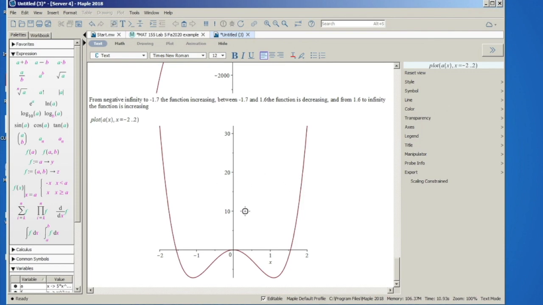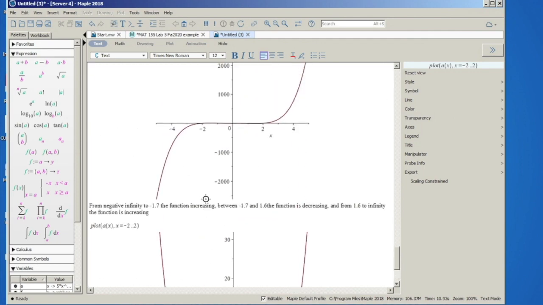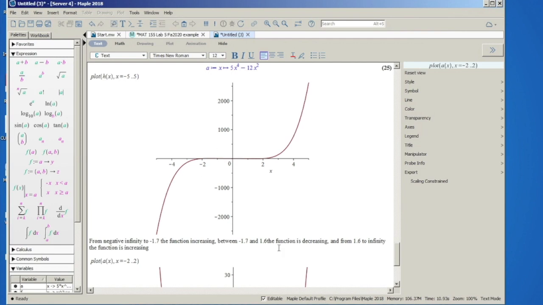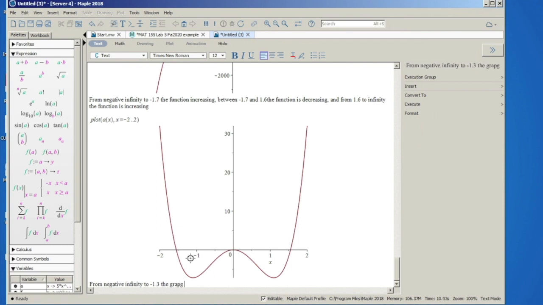This is actually very important. This is the derivative of this graph. Keep that in mind. This graph is the graph of the derivative of this function. So let me make sure that I'm in text mode. By the looks of it, from negative infinity to, let's call that negative 1.3, I'm just too lazy to zoom in, the graph is decreasing. And when I say the graph, I mean the graph of a of x.